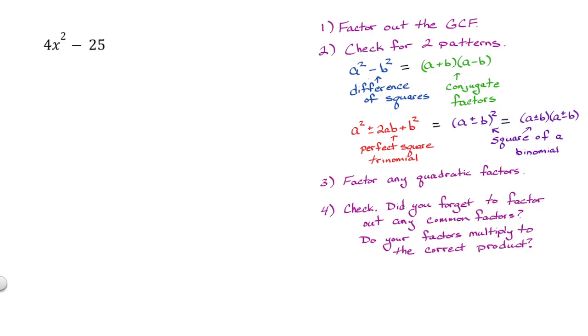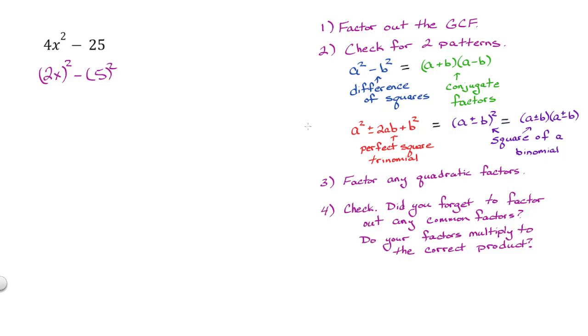The first pattern is a binomial pattern. The second pattern is a trinomial pattern. I only have a binomial here, so unless it's a difference of squares, I'll move on to step 3. Is it a difference of squares? Well, 4x squared is 2x quantity squared minus, and 25 is 5 squared. So this indeed is a difference of squares pattern.